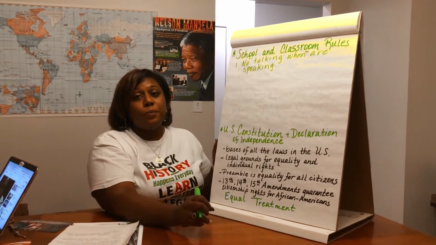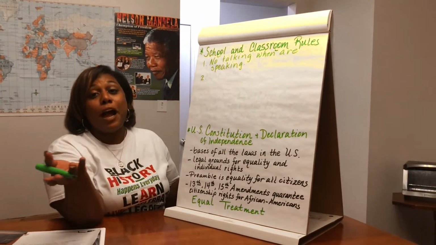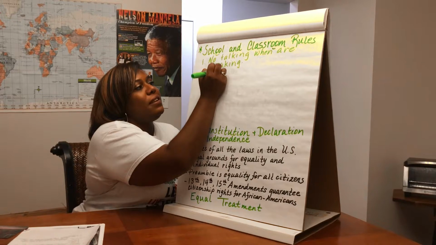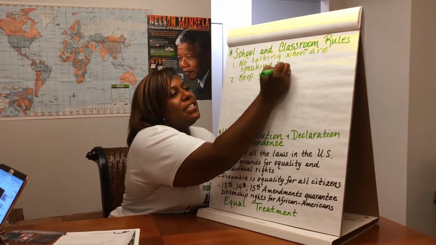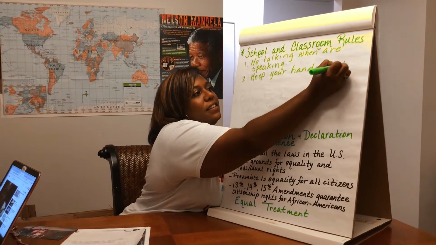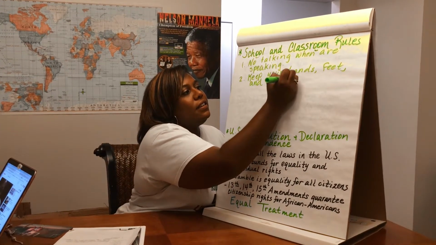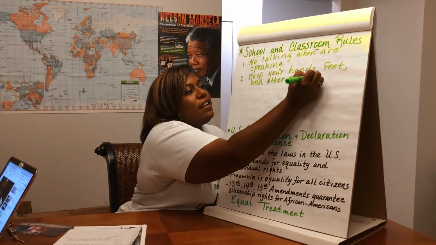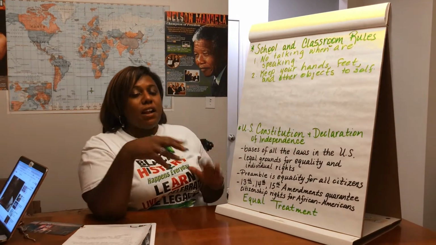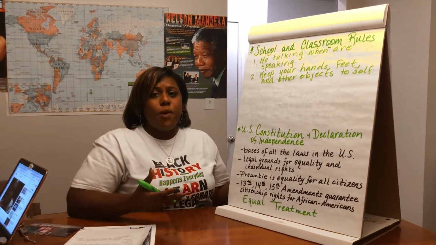Okay, what's another rule? Yeah, keep your hands and feet and other objects to yourself. That's that no hitting rule. So let's see. Keep your hands, feet, and other objects to yourself. Why do we have a rule about not hitting or keeping our hands, feet, and objects to ourselves? Yeah, because we don't want to hurt or harm someone, right?